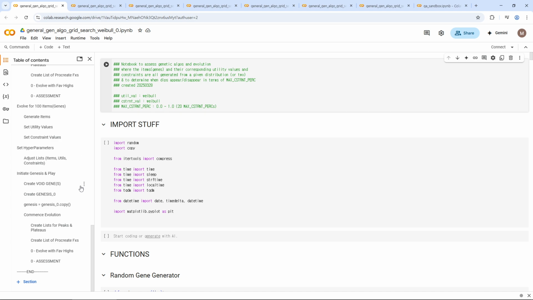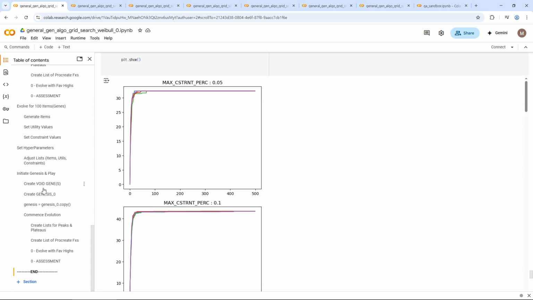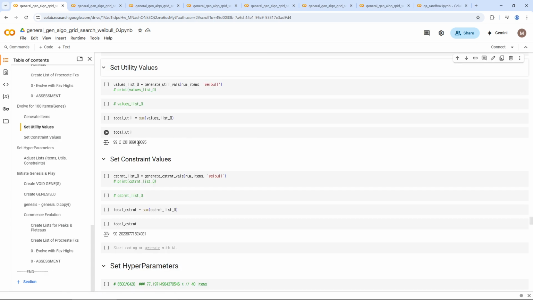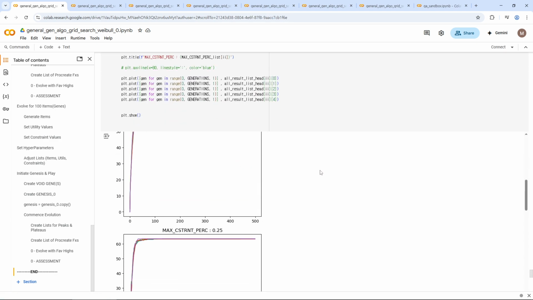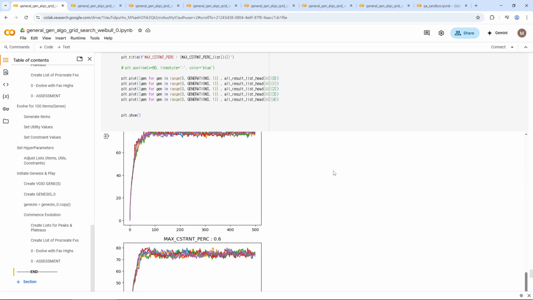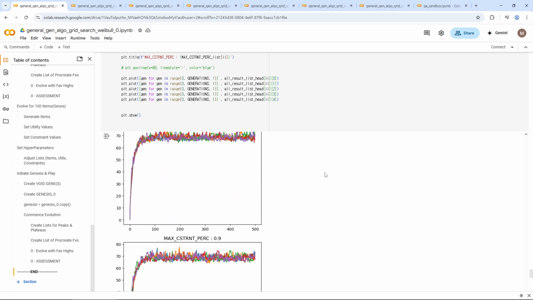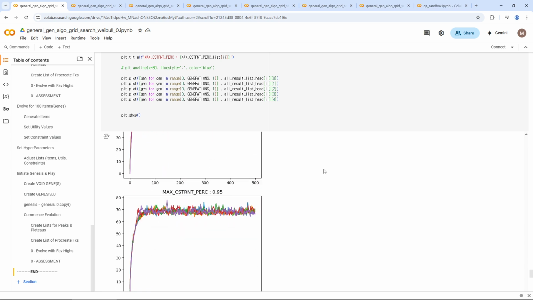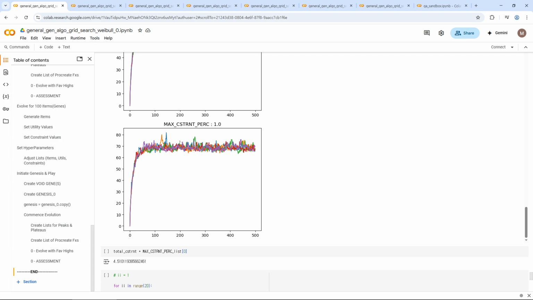And Weibull, same. Total sum of utility values is 99.21. So at 100% maximum constraint percentage, I am supposed to have some values reaching 99. I don't have that. None of them did. At best, it's 80.